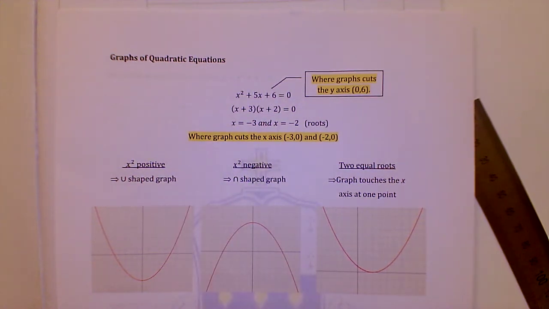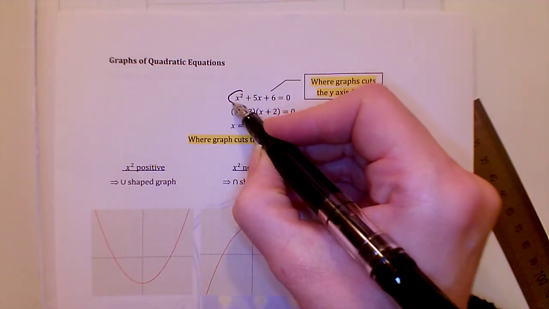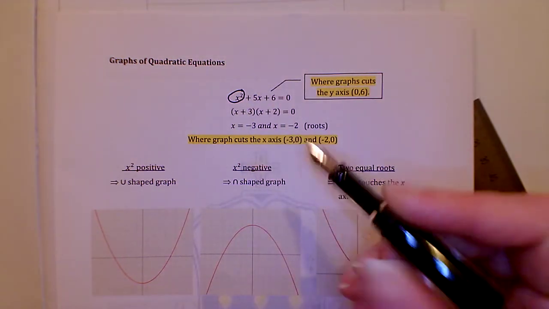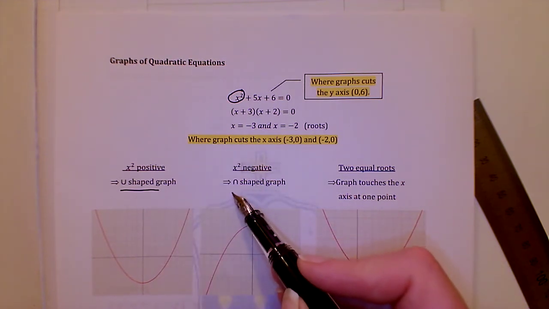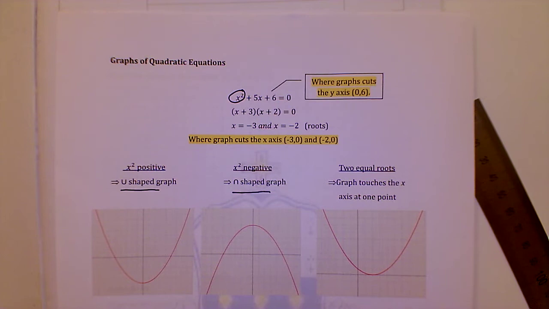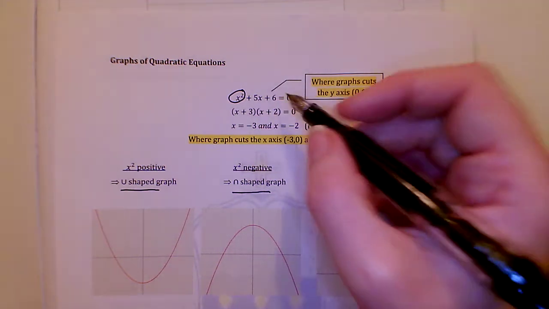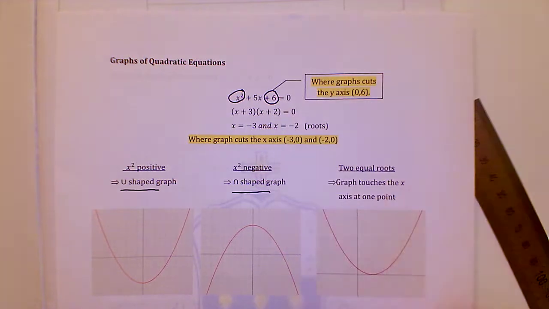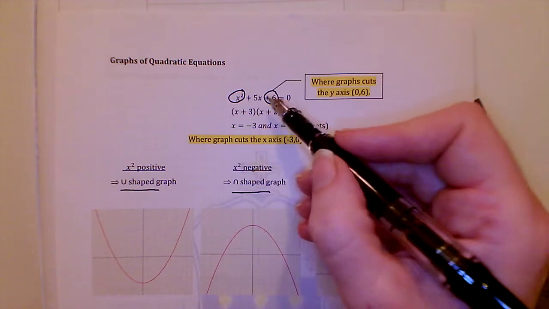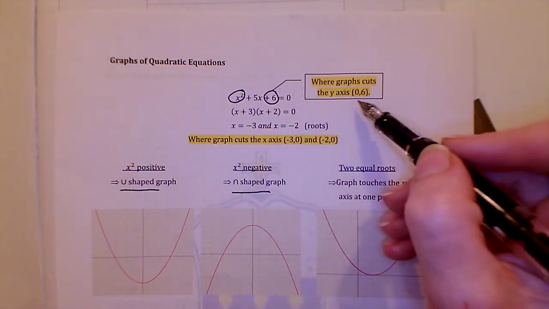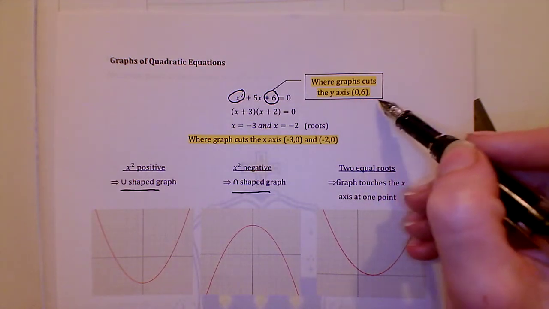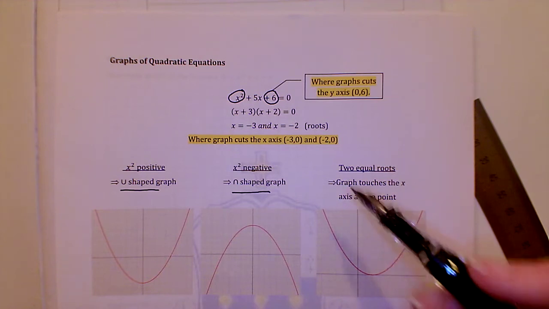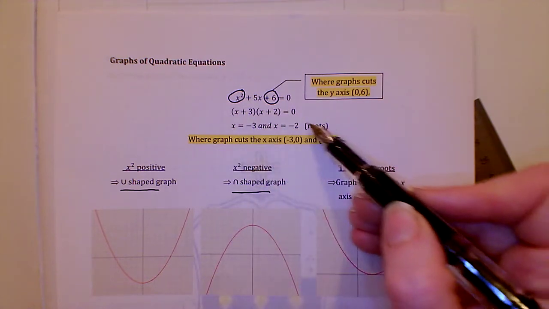First of all, we look at the sign of the x squared, and if that's positive, then we have a U-shaped graph, and if it's negative, we have an N-shaped graph. Okay, a few other things that we might want to know. The constant term tells us where it cuts the y-axis. So this is the y-intercept. In this case, we know that the graph of this quadratic equation is going to intercept the y-axis at 0, 6.